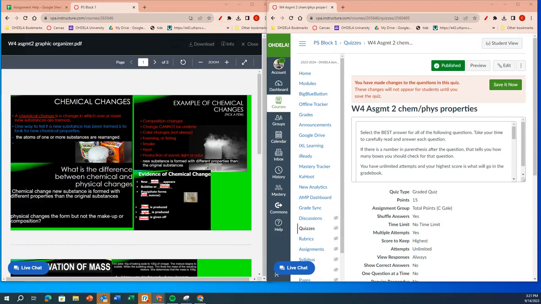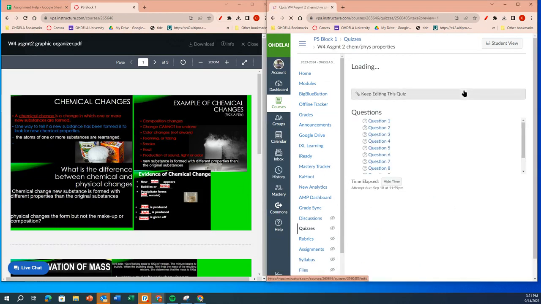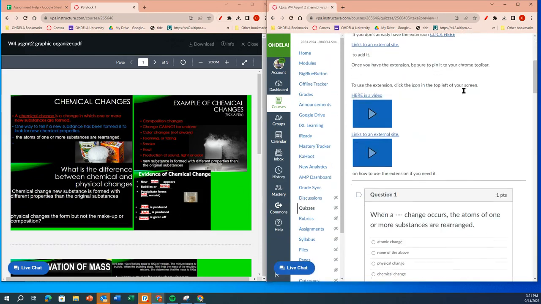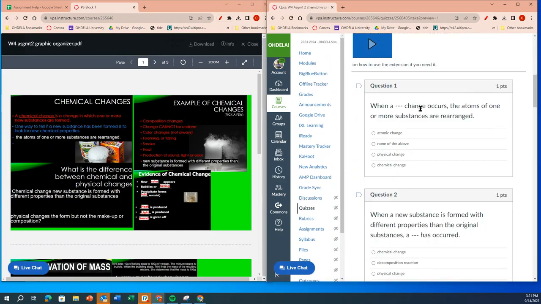Okay, I'm using the graphic organizer from week 4 on the home page that has chemical changes in it. So let's work together and try to answer these questions. When a blank change occurs, the atoms of one or more substances are rearranged. Okay, so atoms of one or more substances are rearranged.